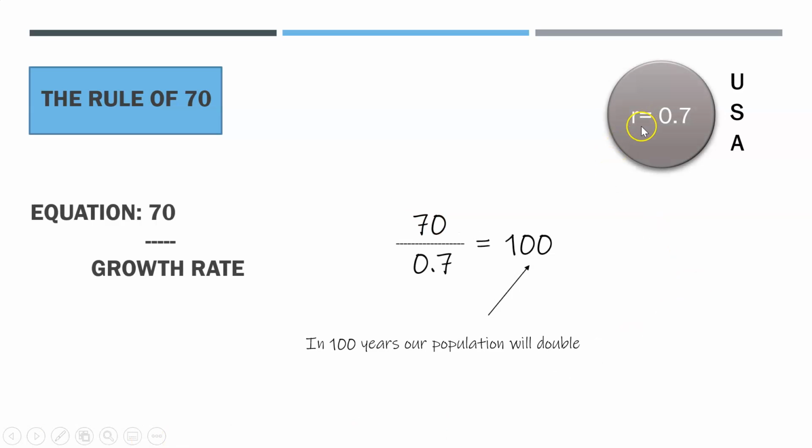If we look at the US with an R, a growth rate of 0.7%, if we take 70 divided by 0.7, that's going to give us 100 years. In 100 years, the population that exists today in the United States will have doubled.